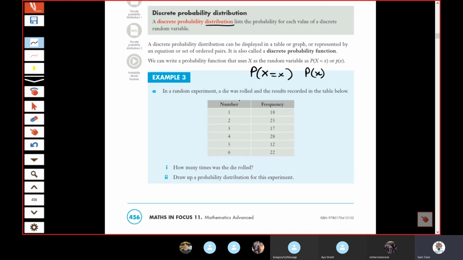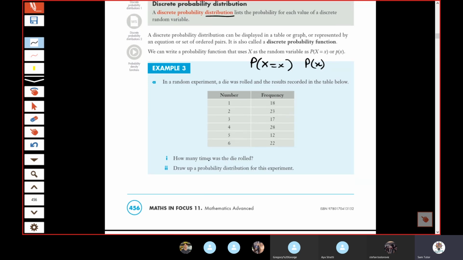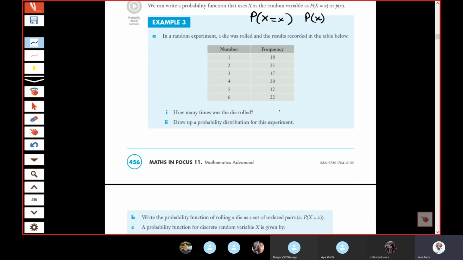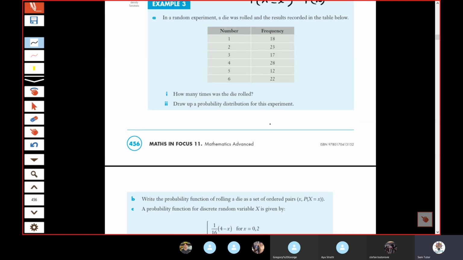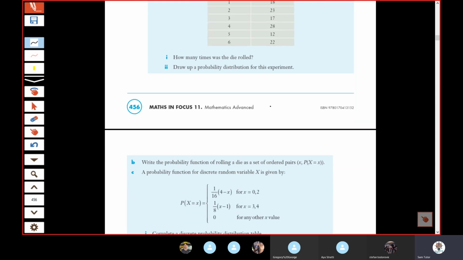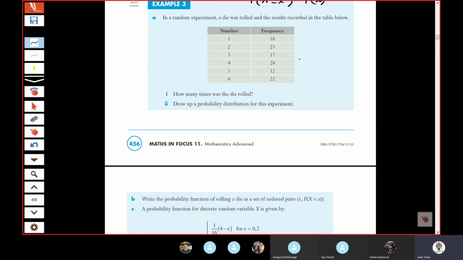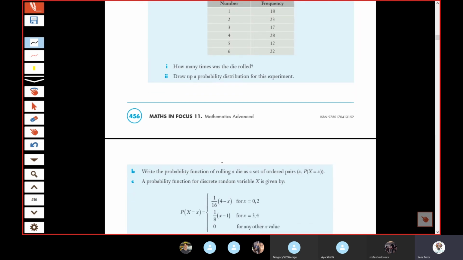In a random experiment, a die was rolled and the results recorded in the table below. You rolled a 1, 18 times, you rolled a 2, 23 times, and so on. How many times was the die rolled? You'll just have to add them all up. Then draw up a probability distribution for this experiment. The way it works is it's just the probability of each event occurring. You'll see that in a second. And then write the probability function. We'll come back to it.